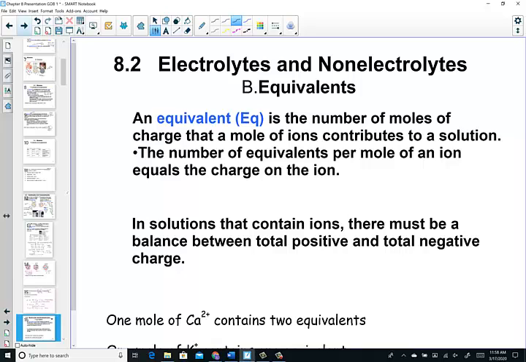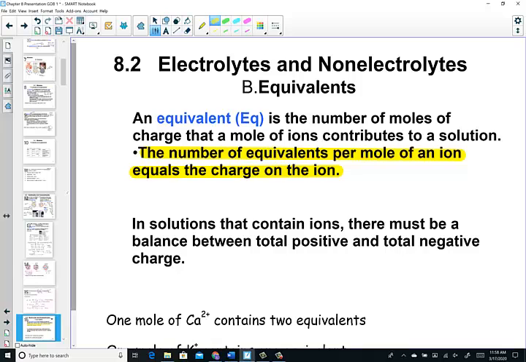This is a term, equivalence. It's often used in the healthcare professions. You will hear this all the time in a laboratory setting or distributing meds and so forth. An equivalent is defined as the number of moles of charge that a mole of ion contributes to a solution. The number of moles of ions in a solution. So the number of equivalents per mole of an ion equals the charge on the ion. Now that is worth highlighting. The number of equivalents per mole of an ion equals the charge on the ion.